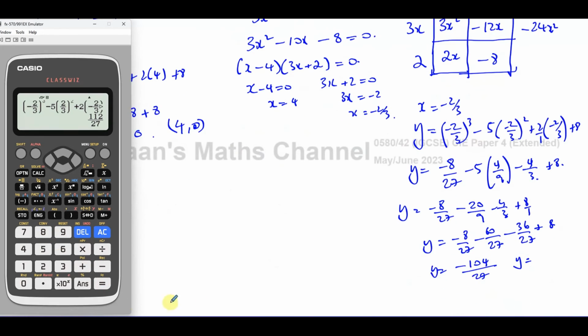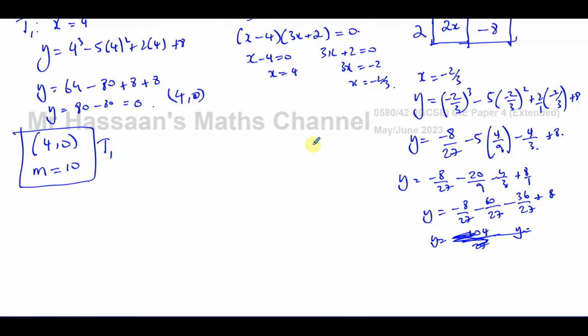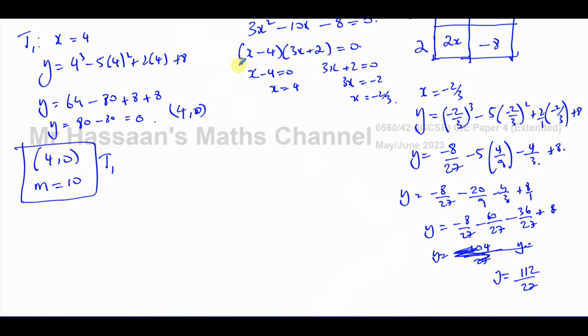Okay, that gives us 112 over 27, so y equals 112 over 27. Yeah, so that's correct. So the other coordinates are minus 2/3 and 112 over 27, which is a bit of a horrible coordinate, and m equals 10. That's tangent 2. So let's find the equation of tangent 1 first.